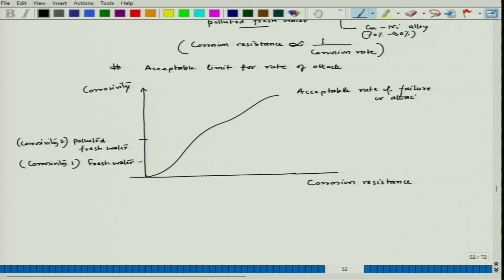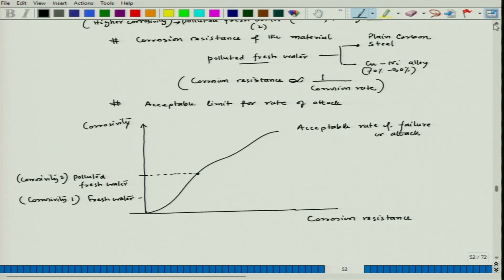or attack. Okay. Now, if I fix a particular corrosivity, fine, so this is fixed, and I also have an idea for at least two materials, plain carbon steel and copper nickel alloy. I know that plain carbon steel cannot withstand polluted fresh water, it can have aggressive attack. I have to use copper nickel alloy 70-30. So, then I can put them in this fashion.